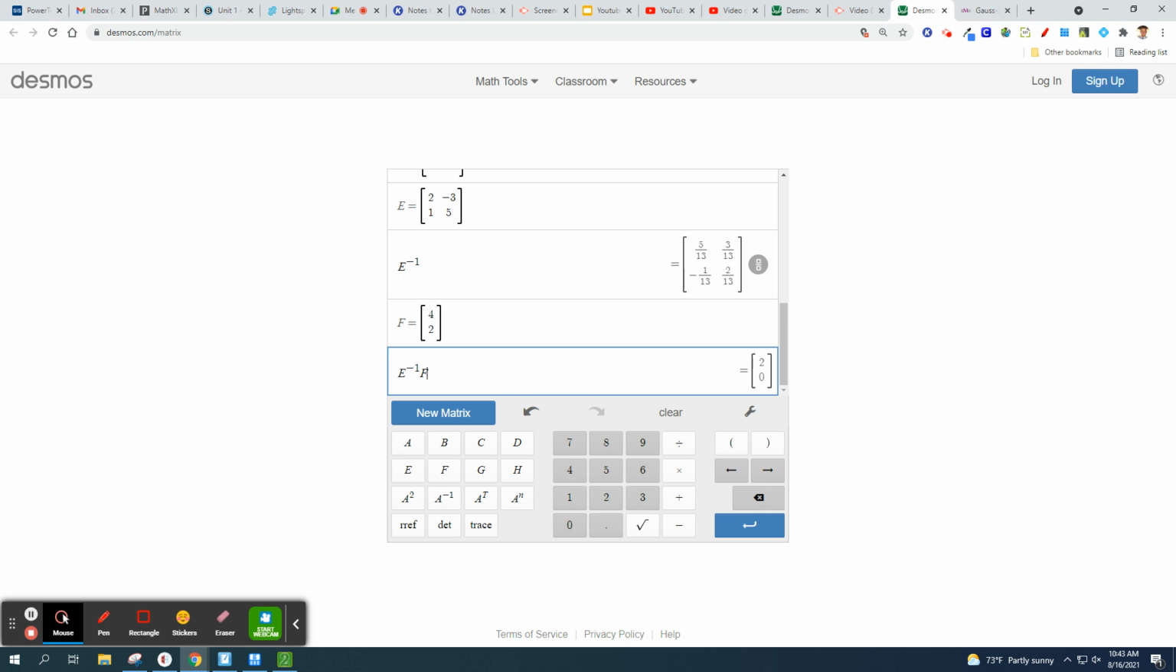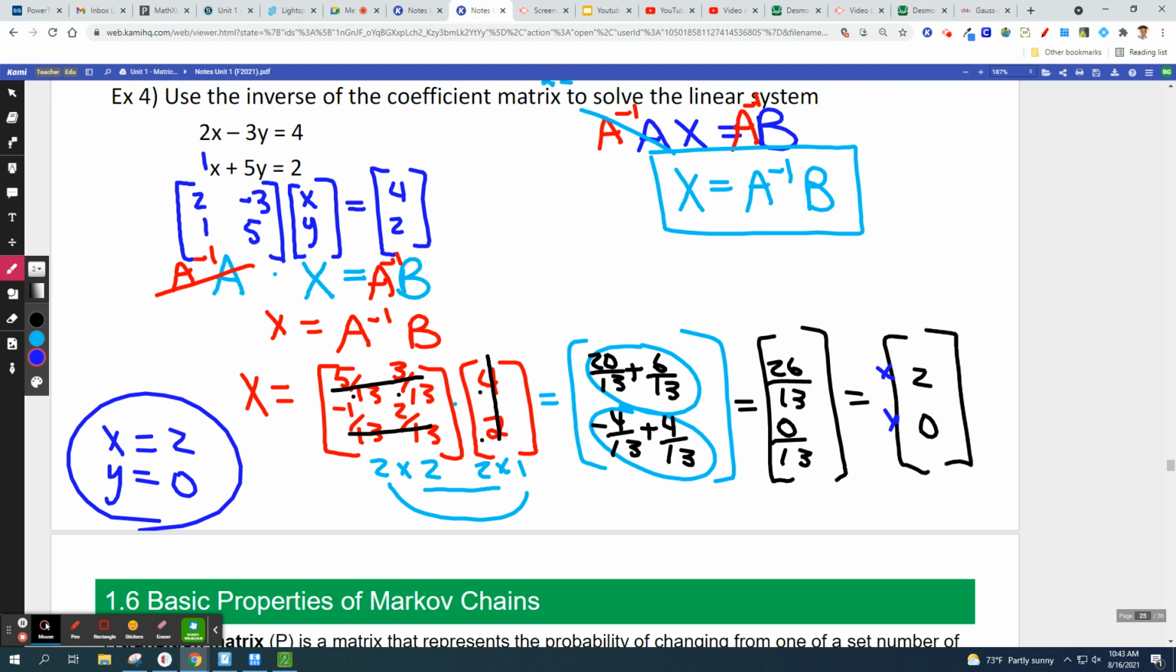People get really confused by all of this writing. All of this writing is really confusing, but essentially all I'm doing is multiplying the inverse times that matrix. That's it. That's all I'm doing. Questions?